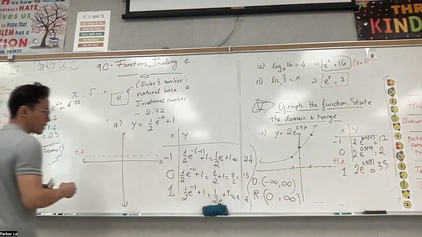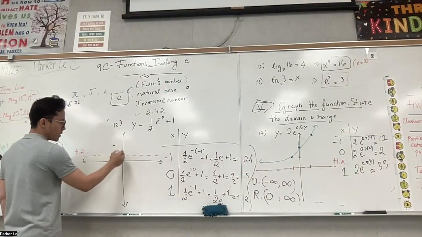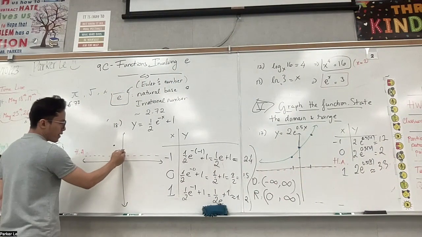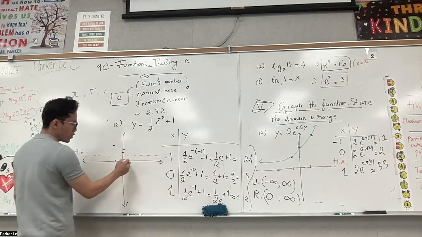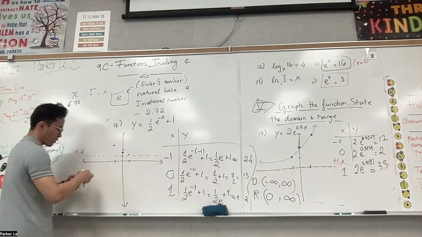Now check, plug it in. -1, 2.4 around here, because this is 1, this is 2. 0, 1.5, right here. 1, 1.2. This is 1, so 1.2 around there.